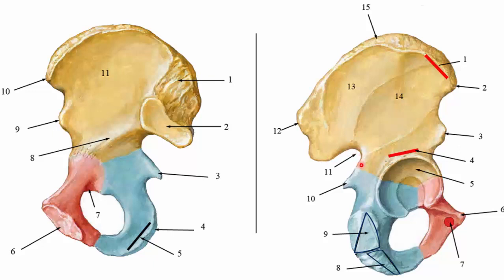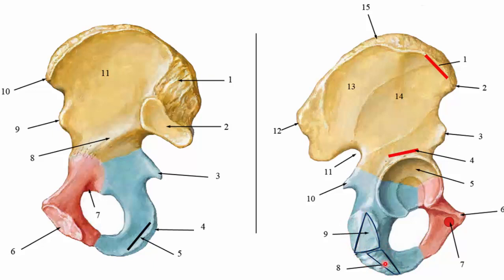What about number 11? It's called the greater sciatic notch. And number 10 is the ischial spine. This is called the lesser sciatic notch, and all of this area is called the ischial tuberosity. The ischial tuberosity gives attachment to many muscles. This area is quadrangular and this area is triangular. All of this is triangular and this area is quadrangular.